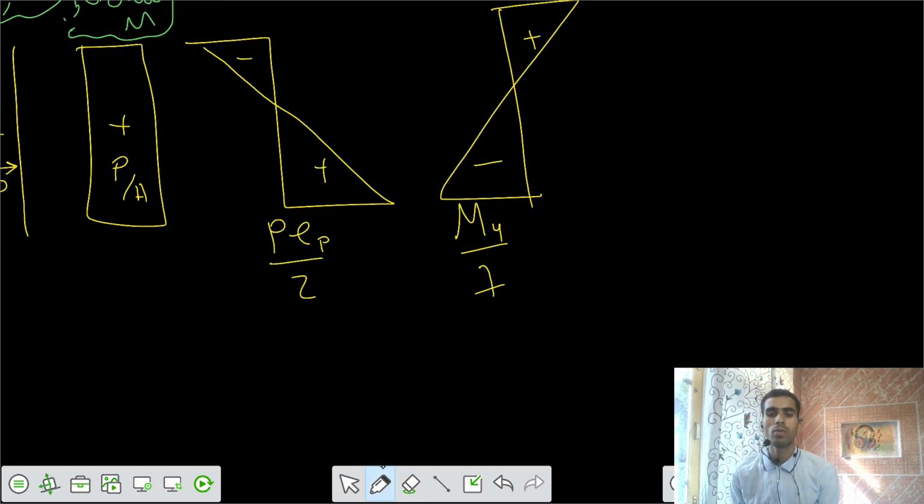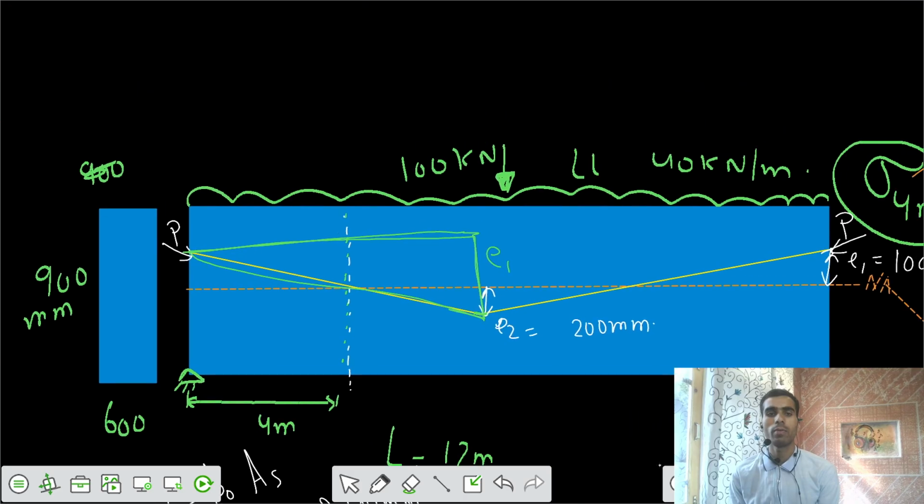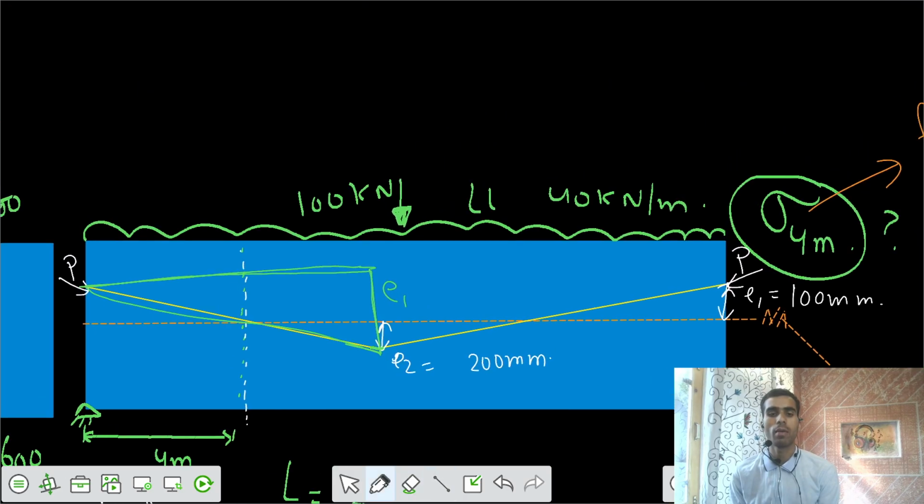Let's solve for the value of M4. Can you calculate the value of M4?